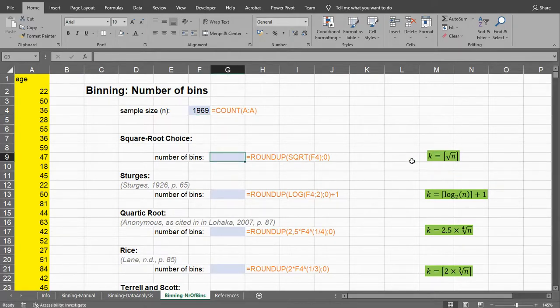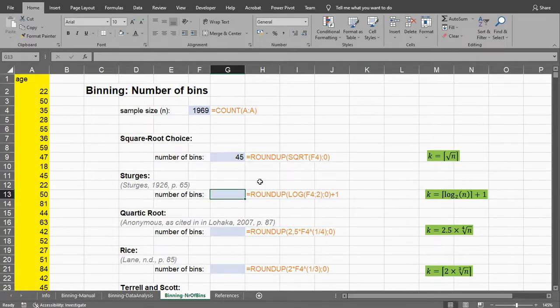Its formula is over here. It's simply the square root of the sample size, and these strange looking brackets indicate a ceiling function, which in essence means to round up. So we're gonna round up the square root of that sample size, which is in F4, and we don't need any decimals. I'm using a semicolon system, so to separate parameters you might be using a comma. If the semicolon doesn't work, use the comma. And I don't want to see any decimals, so close that. So the square root choice would suggest to use 45 bins.